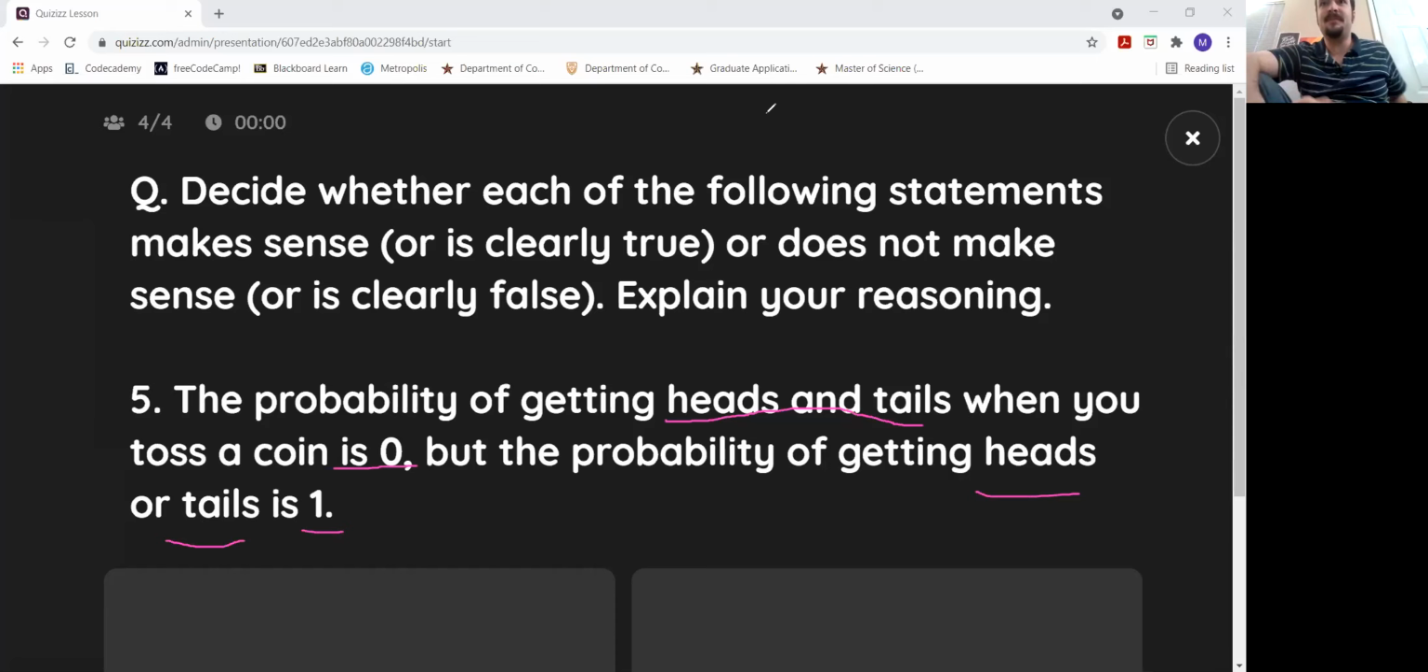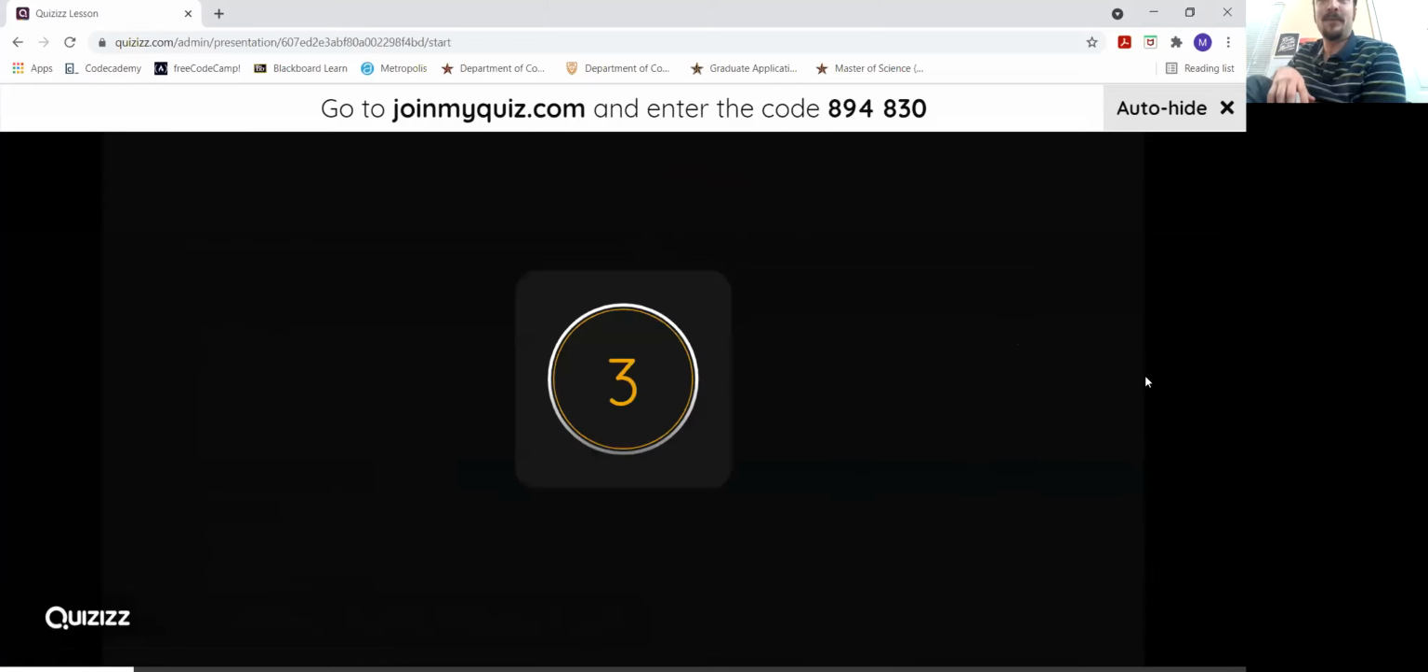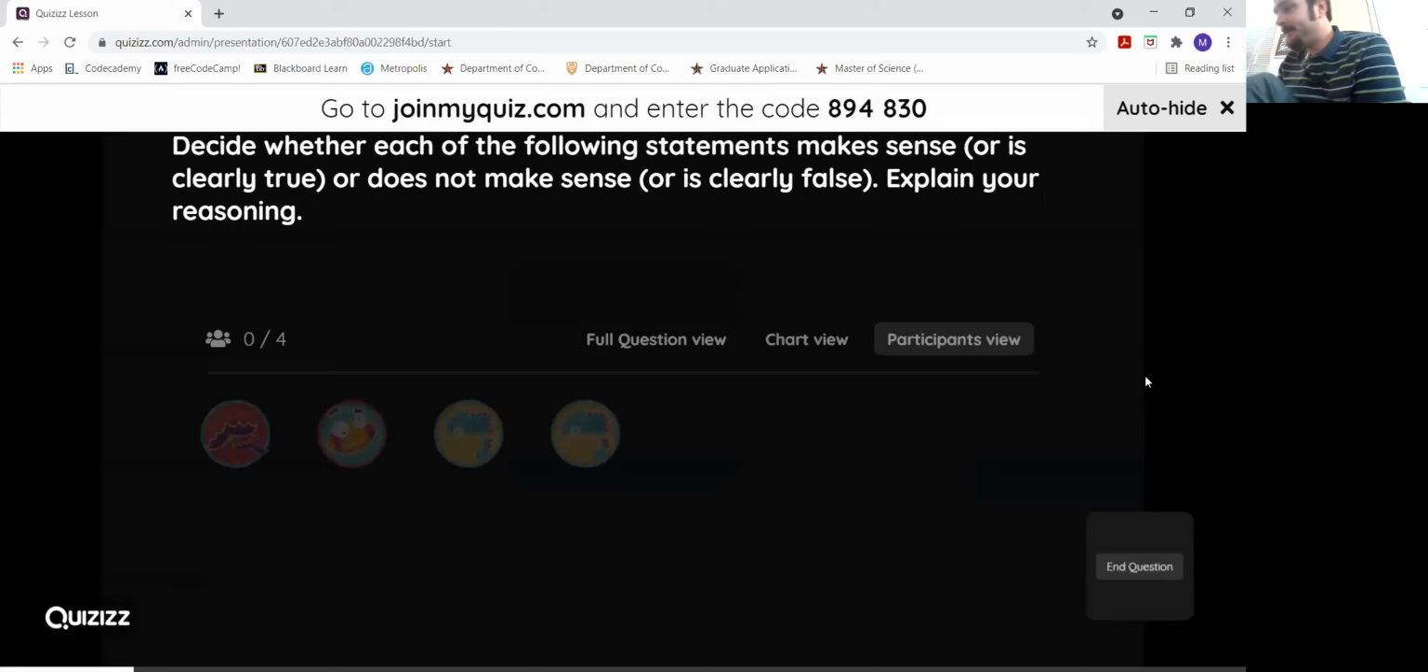And then I always have some smart aleck that's always like, what if it lands on the side? Yeah, we're not doing that. When you flip a coin, it's going to land flat, right? Heads or tails. If it lands on its side, they cheated. Tell them, get out of here.